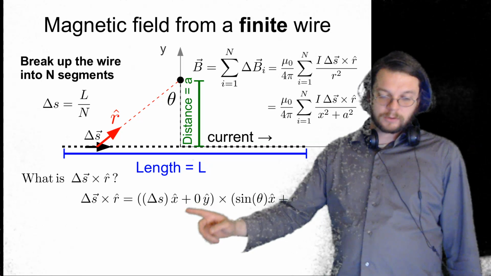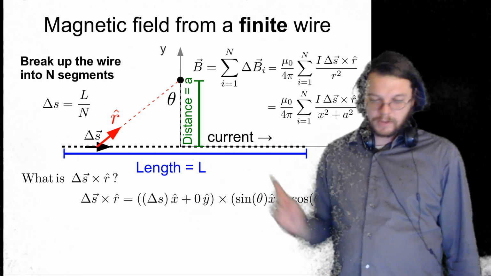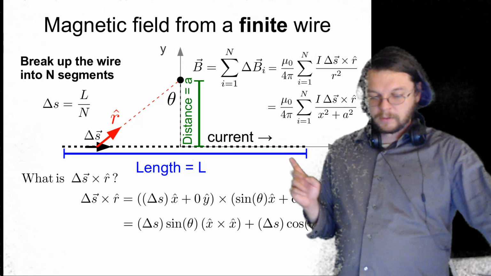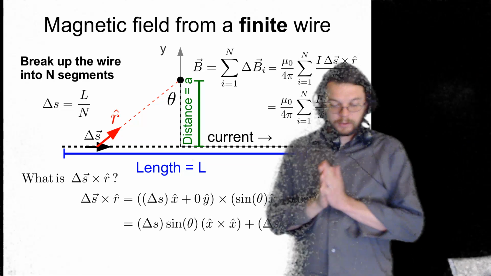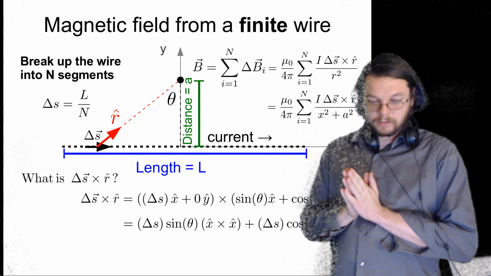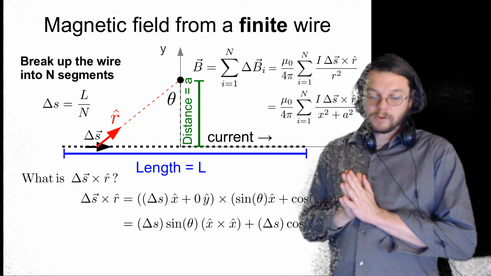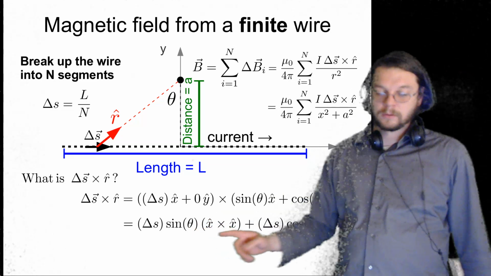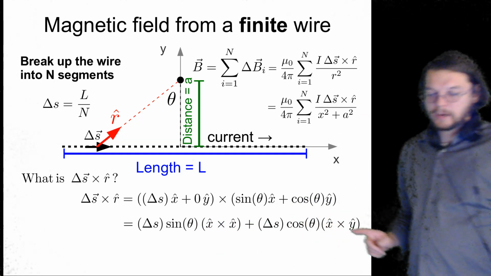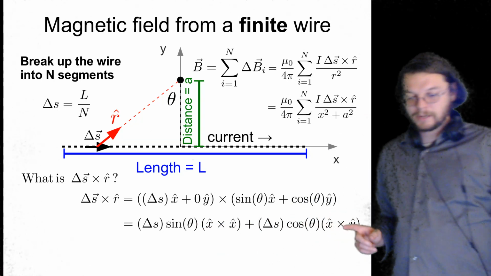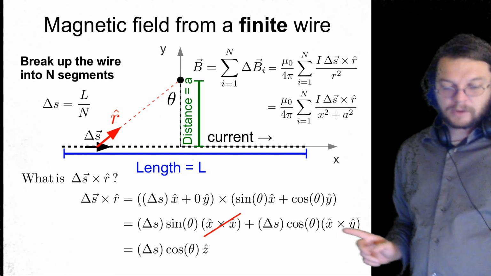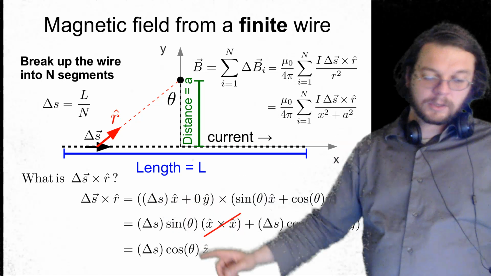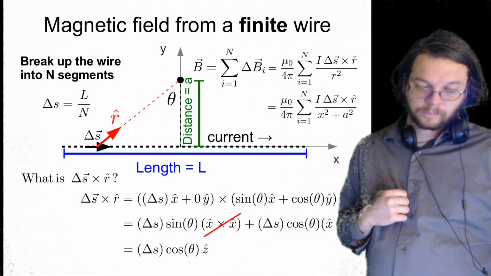And it turns out that the cross product of x hat with x hat is going to be 0, because remember, the cross product is the smallest when the two things are pointing the same direction. So x hat is definitely pointing the same direction as x hat. So this is going to go to 0. But x hat and y hat, those are perpendicular, so this is not going to go to 0. And in fact, this is going to become z hat. So this crazy looking thing becomes delta s cosine theta.